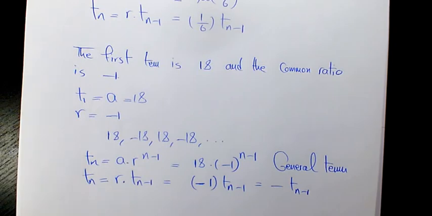So basically, this is how we write the general term and recursive formula if the first term and the common ratio is given.